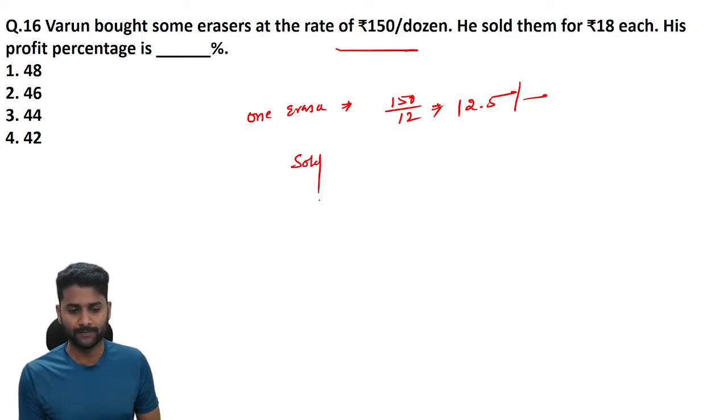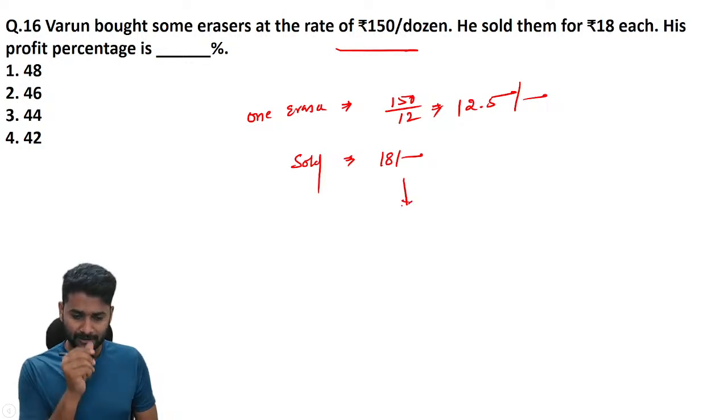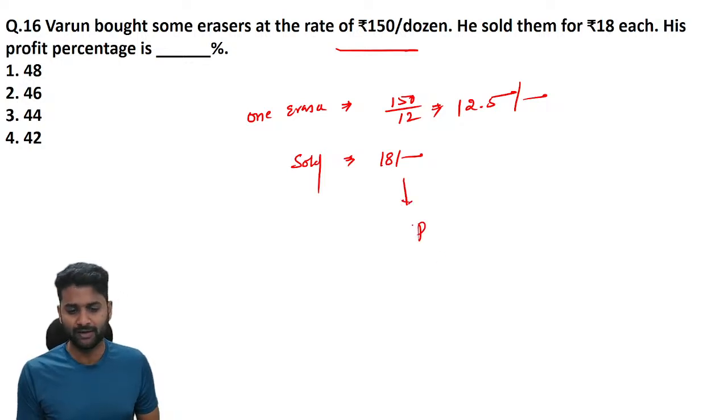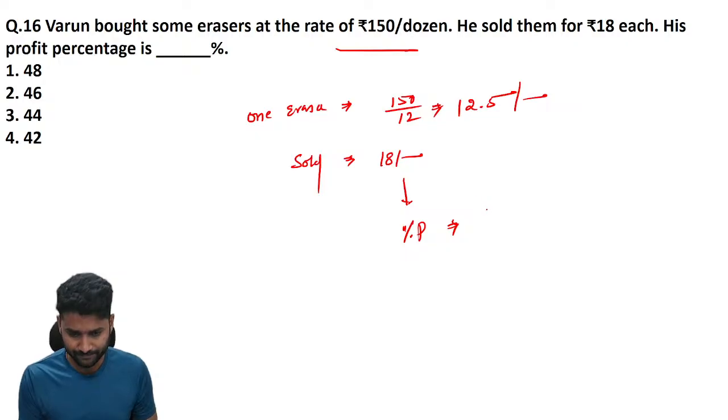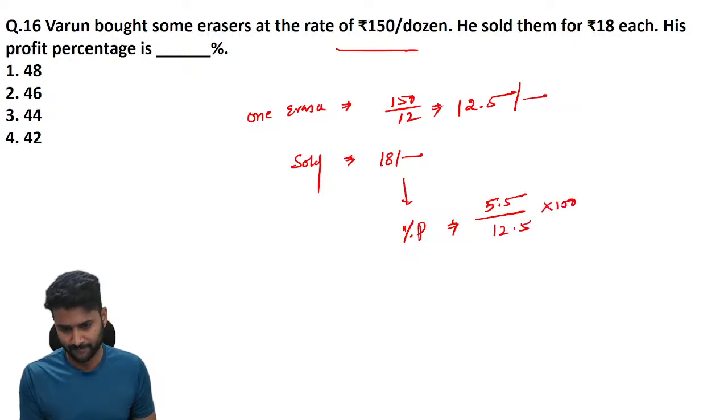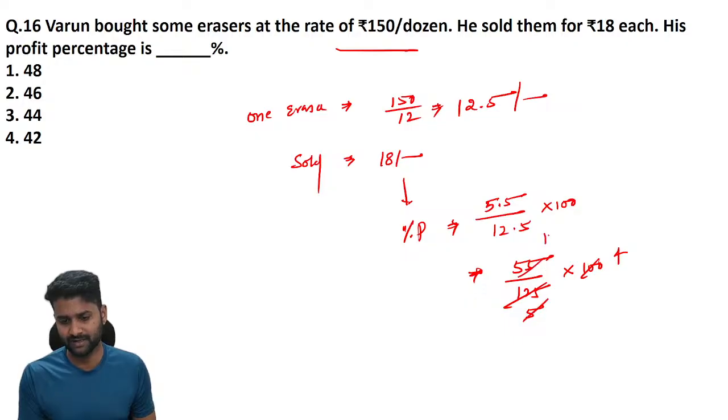And he sold at the price of 18 rupees each. So if you observe, he bought it for 12.5, he sold it for 18 rupees. Definitely that person gets a profit. So how much profit is it? 5.5 divided by cost 12.5 into 100. So directly you can take 55 divided by 125 into 100. 25 5 times, 25 4 times, exactly 11 times. 11 into 4 is 44%.